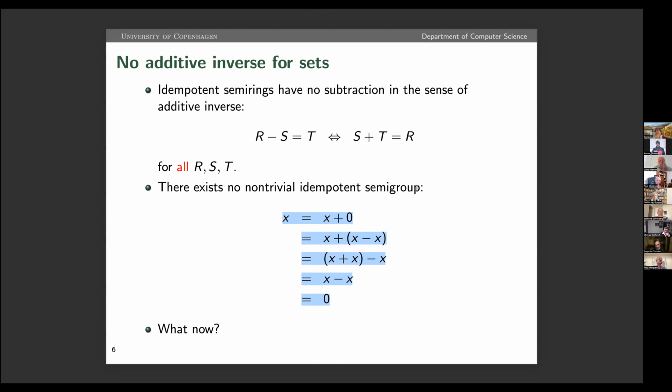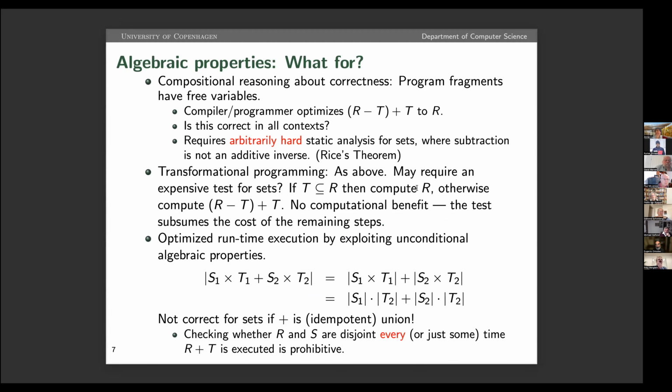So you could ask, why are these algebraic properties even good for? Who cares about them? Well, it turns out they're quite useful for compositional reasoning about correctness. If you need to reason about a fragment of a program, it most likely has unresolved identifiers. Otherwise, you have to do it for a million lines of code at a time. You need to have the complete context available.